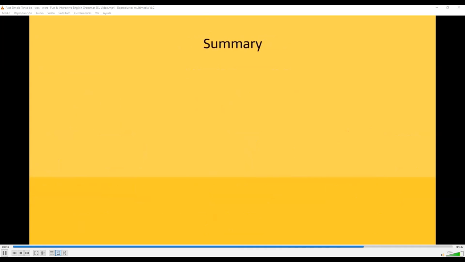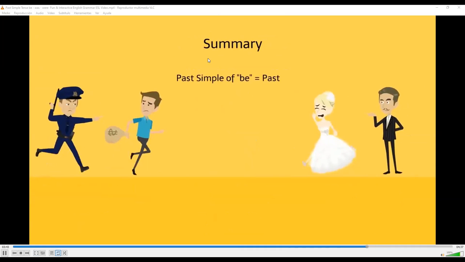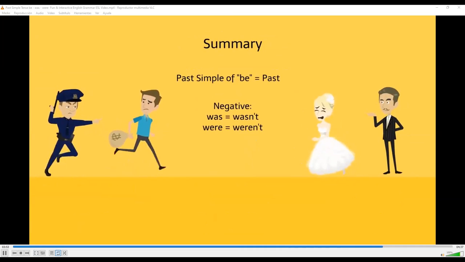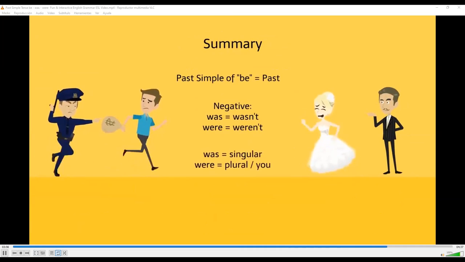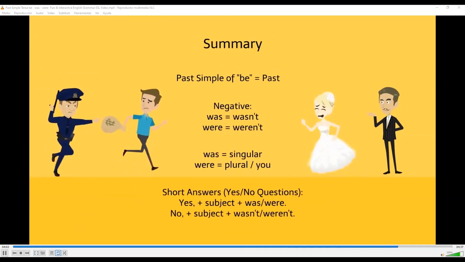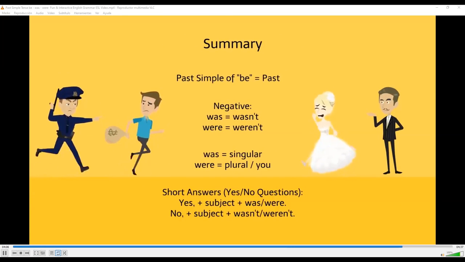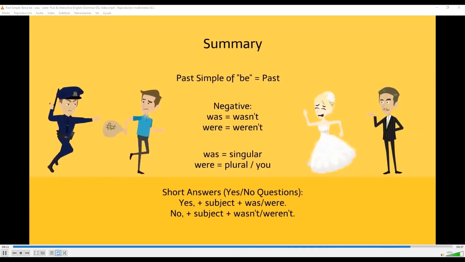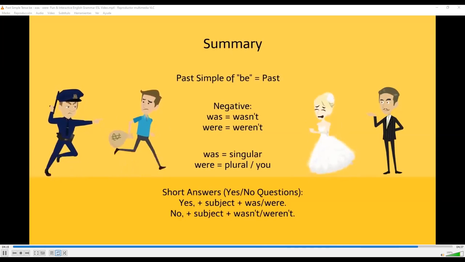So remember, we use the past simple of be to talk about the past. The negatives are was becomes wasn't, were becomes weren't. Was is singular, were is plural, and for you. The short answers to yes-no questions are yes plus subject plus was or were. No plus subject plus wasn't or weren't.